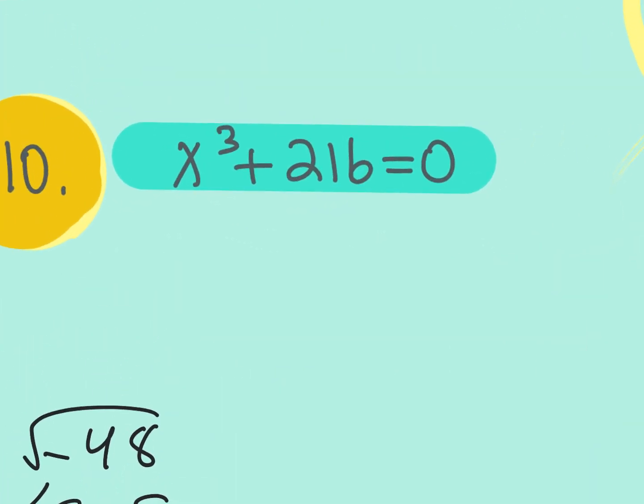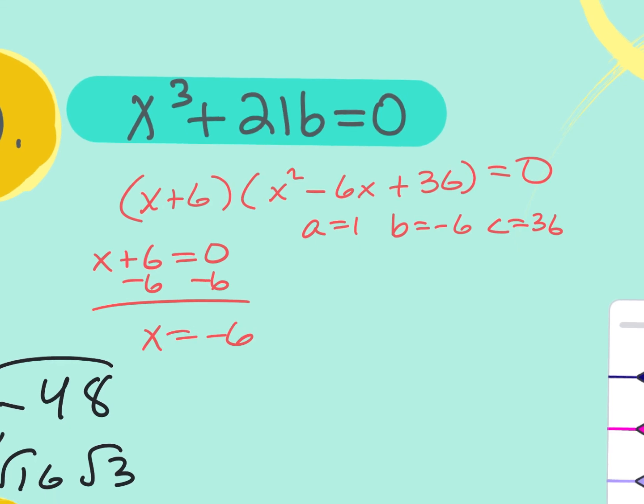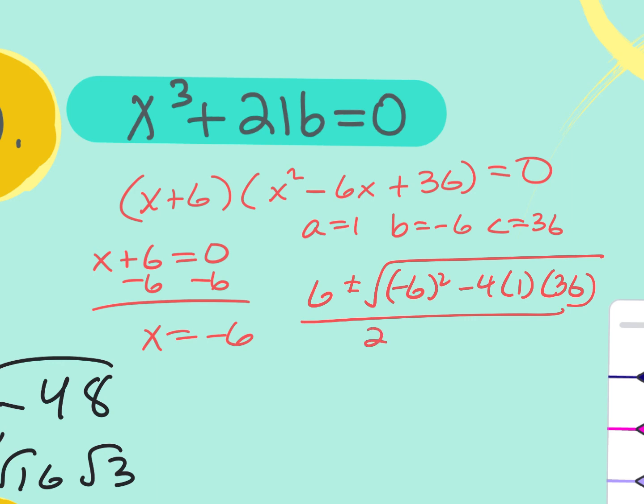All right, 216. 216 is a perfect cube. It's 6 times 6 times 6. So x plus 6, square the x, opposite sign, and square the 6. My real solution is found by setting x plus 6 equal to 0. So my first answer is negative 6. I now need to find the two imaginaries, and again, I'm going to do quadratic. You could do completing the square. So a is 1, b is negative 6, c is 36. So opposite of b, plus or minus the square root of b squared minus 4 times a times c, all over 2 times a.